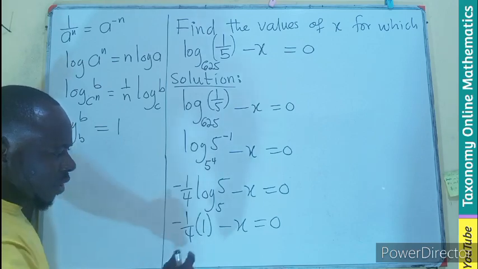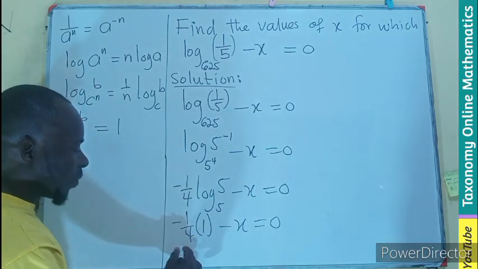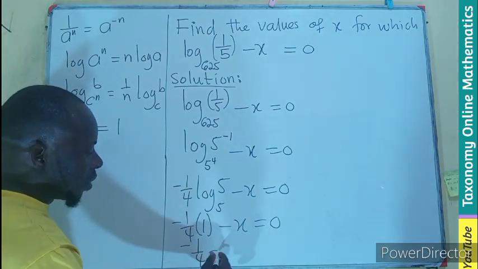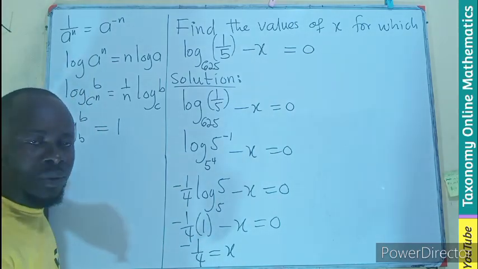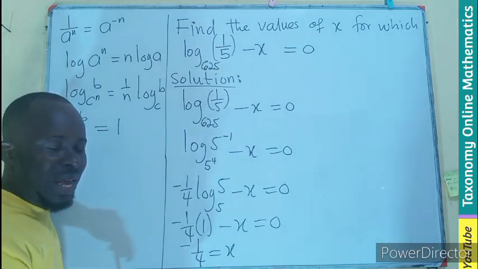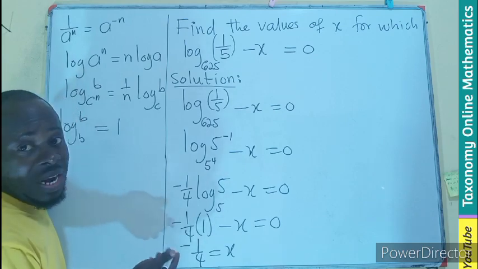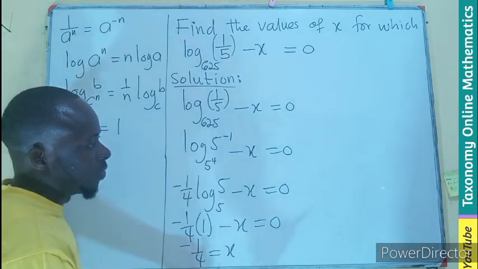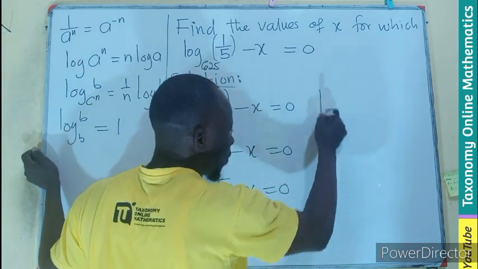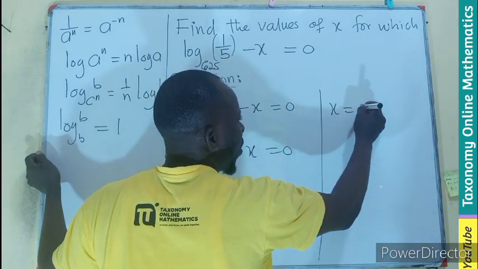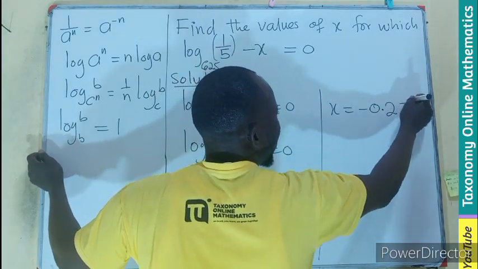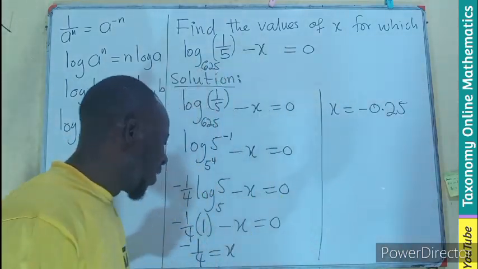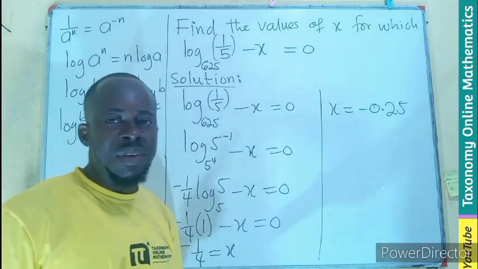What do we do from here? We can transfer the x there. We have minus 1 over 4 equals to x. What are we looking for? We're looking for x. And our x is what? Minus 1 over 4. We can leave it in this form or in a decimal form as x equals to negative 0.25. So we can either leave it in this form or in that form.